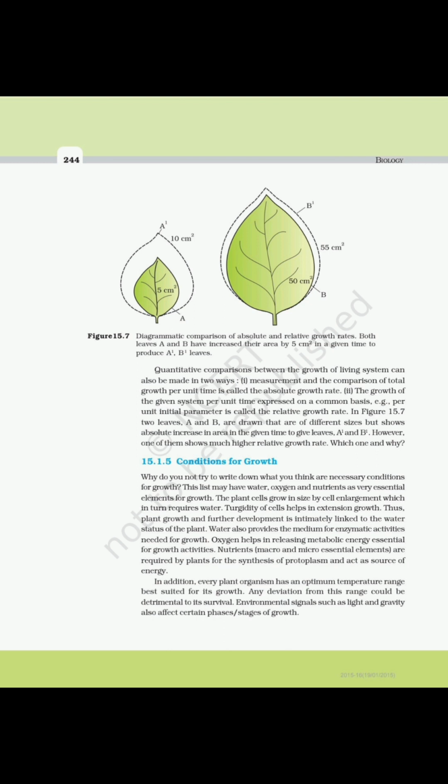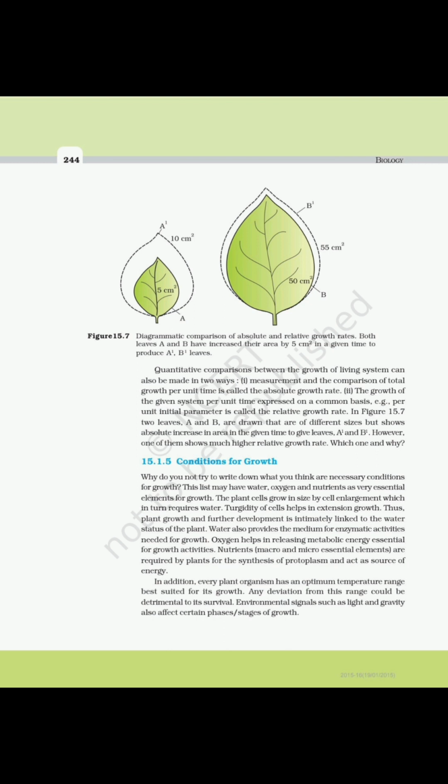In Figure 15.7, two leaves, A and B, are drawn that are of different sizes but show the same absolute increase in area in the given time to give leaves A1 and B1. However, one of them shows a much higher relative growth rate. Which one and why? 15.1.5 Conditions for growth.